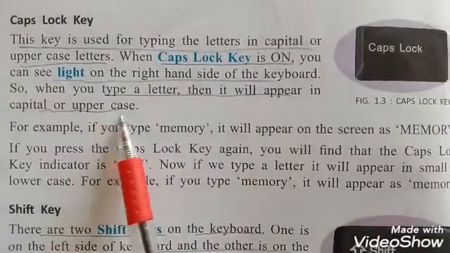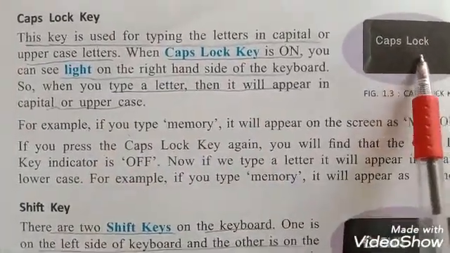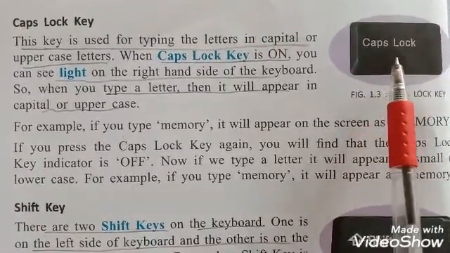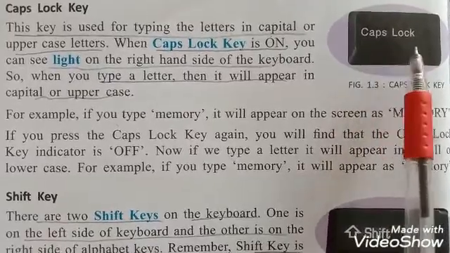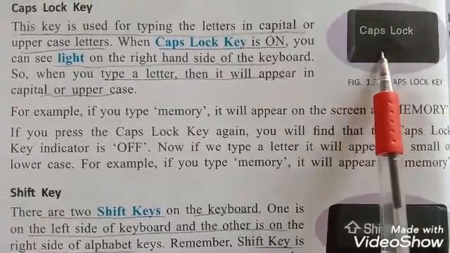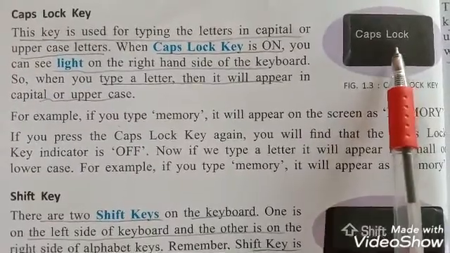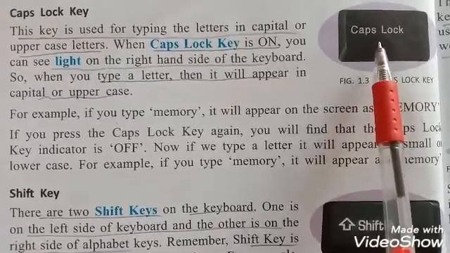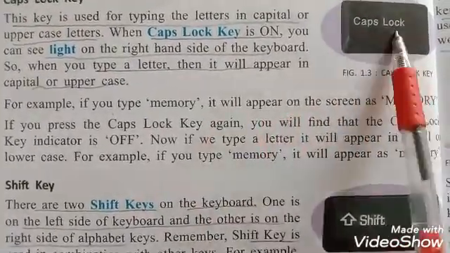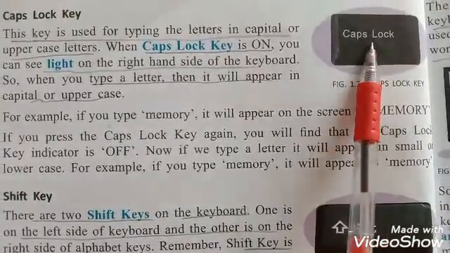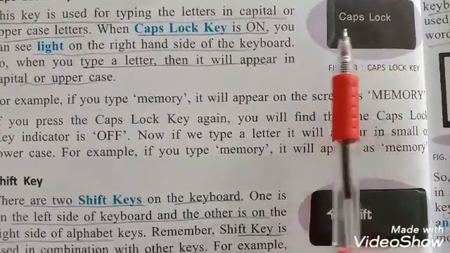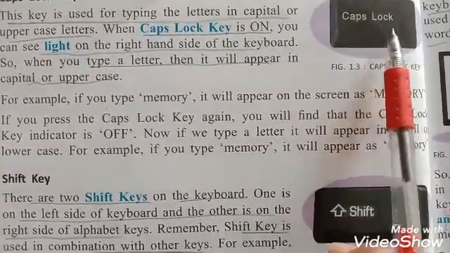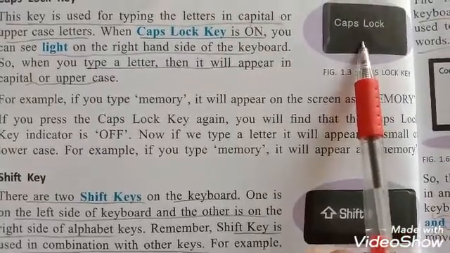Let us study about some other keys of keyboard. First one is caps lock. Caps lock is used to write the letter in capital or uppercase form. When we press caps lock key from the keyboard, a light is displayed on the keyboard. After pressing the caps lock key, when you type a letter, then it will appear in capital or uppercase form on your monitor screen.